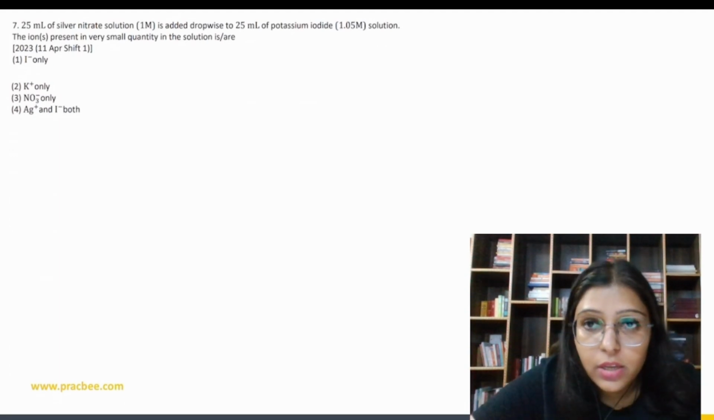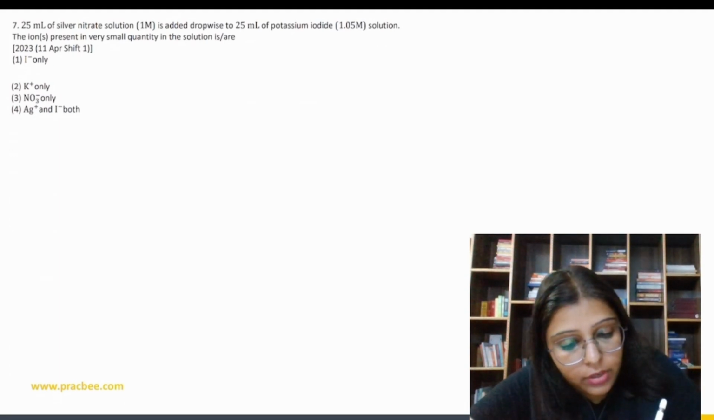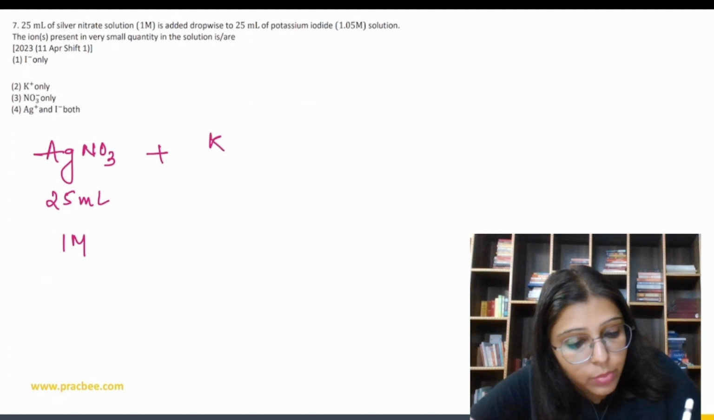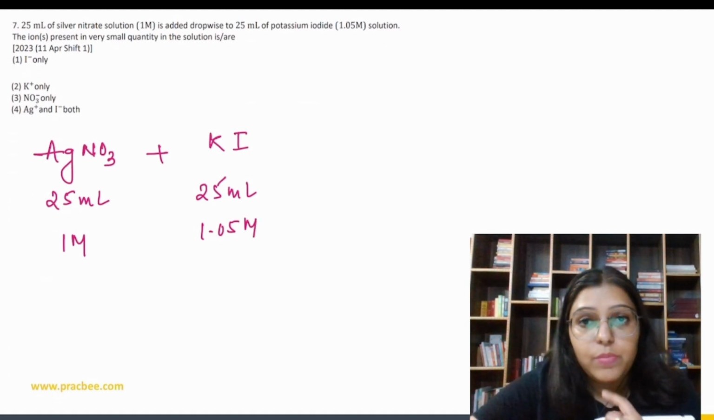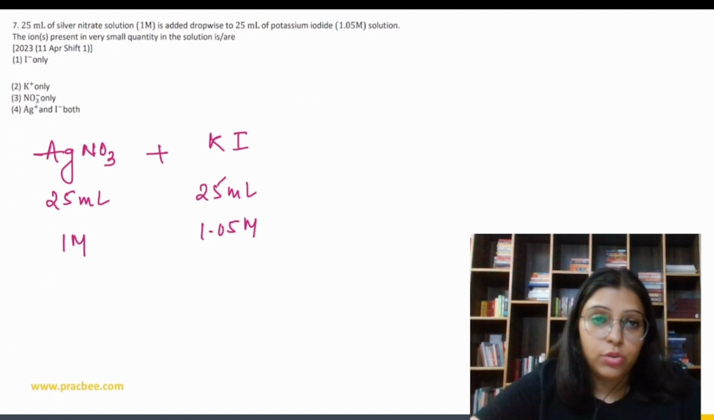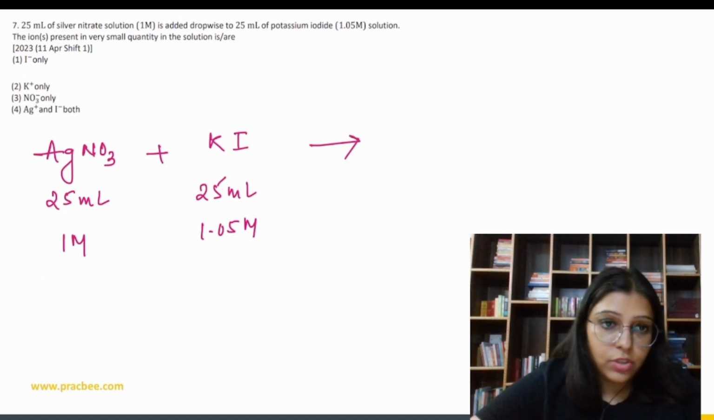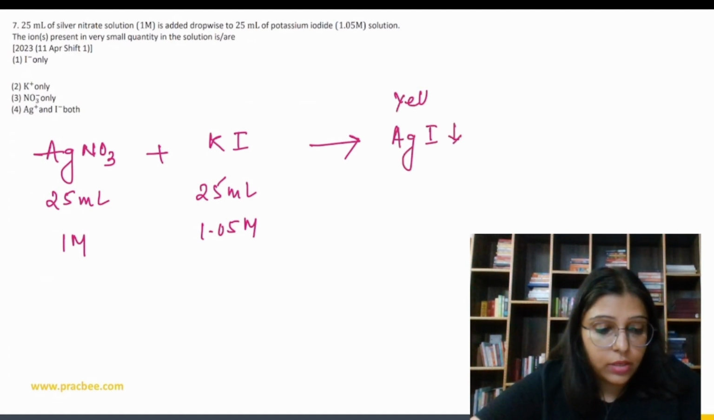Next question says 25 ml of silver nitrate solution AgNO3, which is 1 molar, is added drop wise in 25 ml of potassium iodide, which is 1.05 molar. The ion present in very small quantity in the solution. So this is a kind of precipitation reaction. When you add AgNO3 drop wise in KI solution, then we get the precipitate of AgI, which is yellow in color.